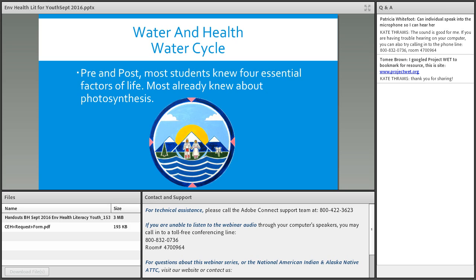One of our activities was Life Box, where we talked about photosynthesis and the four factors of life. And most of the kids already could answer the basic question about photosynthesis, so we didn't see any changes there.